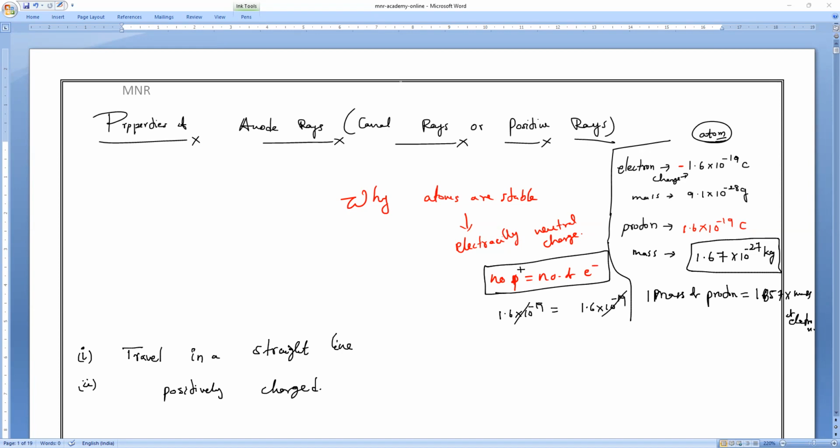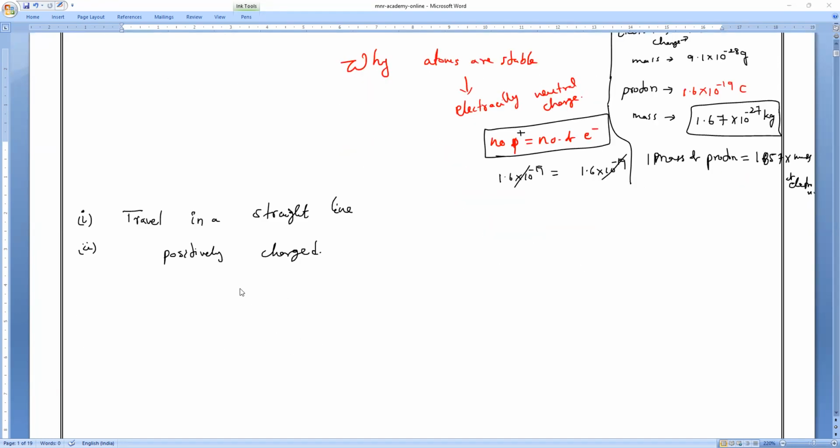Always remember these anode rays depend upon the nature of the gas which you are taking. So that is the third one you have to remember. The third property is that it depends upon the nature of the gas. So whatever gas we are filling inside the tube, that is what it is. Okay, everybody? All of you understanding?